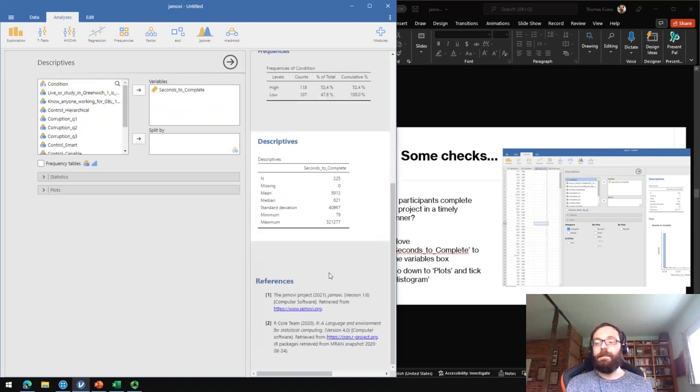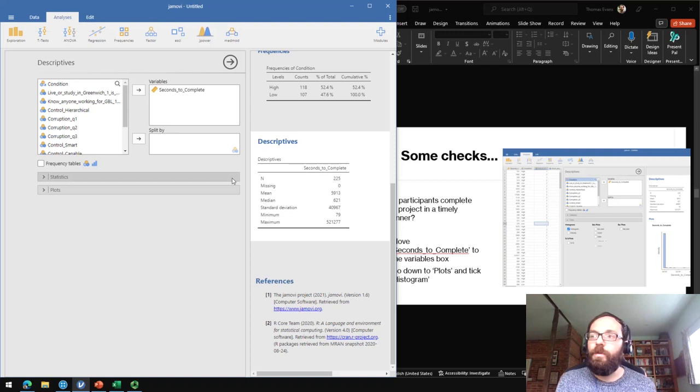And so you can see the descriptive statistics on the right-hand side of your page. And so you'll be able to see, for example, a confirmation that we do indeed have 225 participants. And you can see the mean and median time to complete the study, which was ranging from 79 to 521,000. I believe this is seconds we're talking about. This was a fairly brief study.